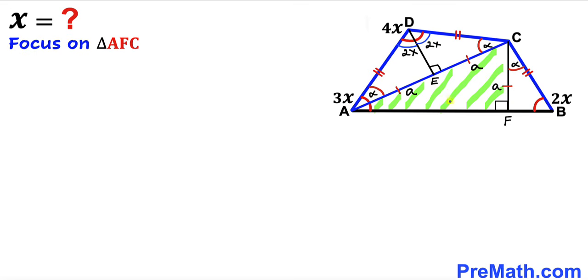And here's our next step. Let's focus on this right triangle AFC. We know this side length AC is a plus a, which makes it 2 times a, and this side length FC is lowercase a.